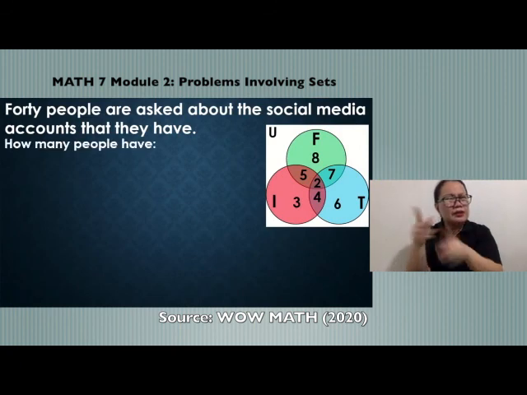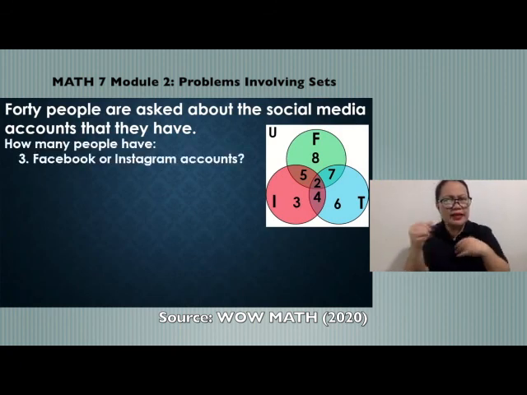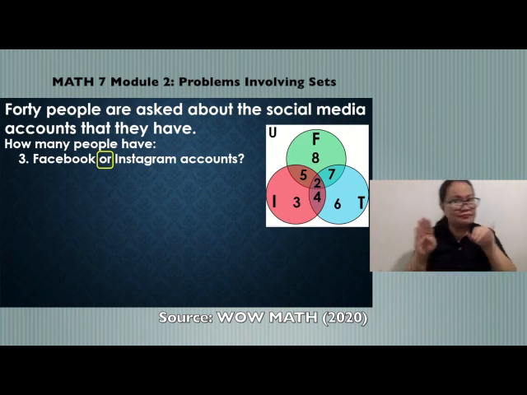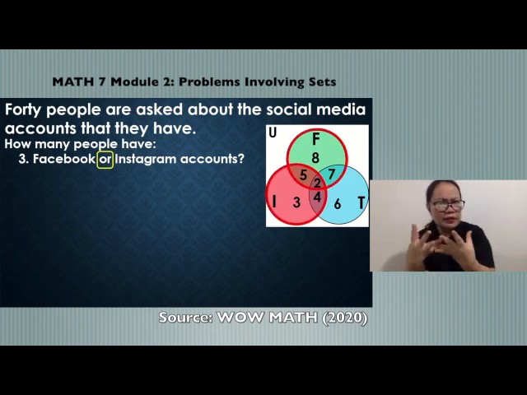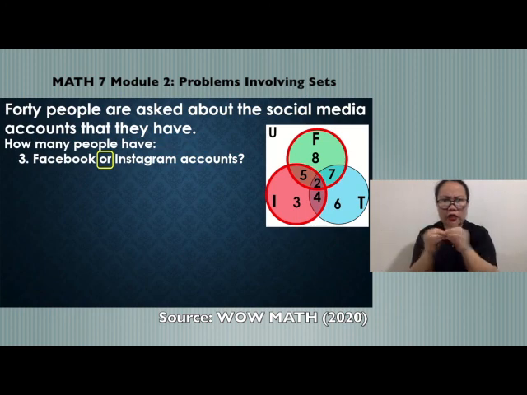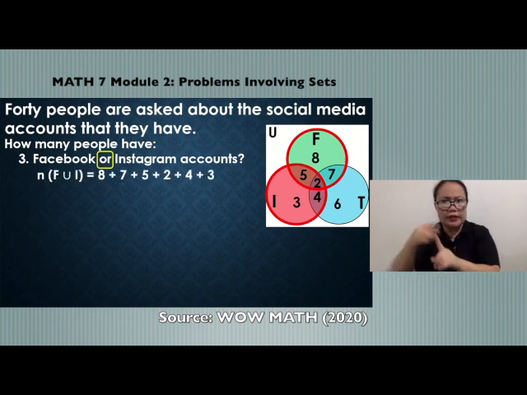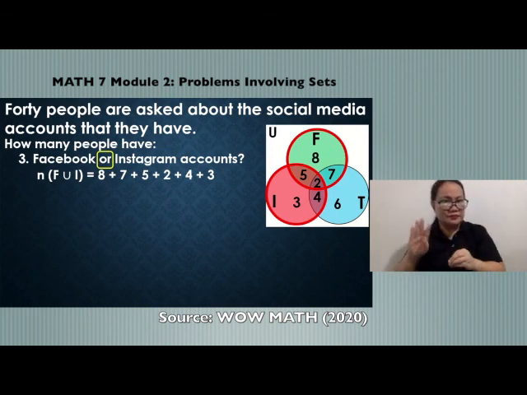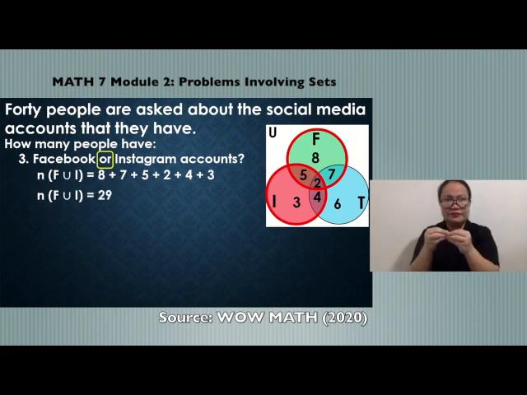Next, how many people have Facebook or Instagram accounts? We have the word or. Or means union. So, pagsasamahin natin lahat ng elements ni Facebook at ni Instagram. So we will be adding all the elements. So we will have 8 plus 7 plus 5 plus 2, and then 4 plus 3. So all the elements in Facebook and Instagram. So we will have 29. So again, this is 29.